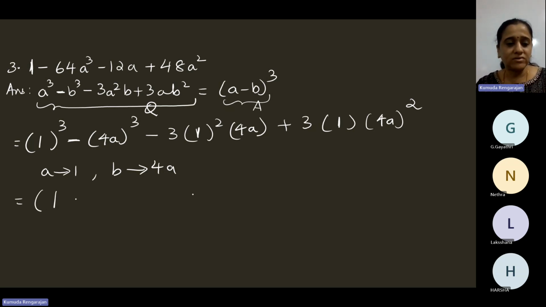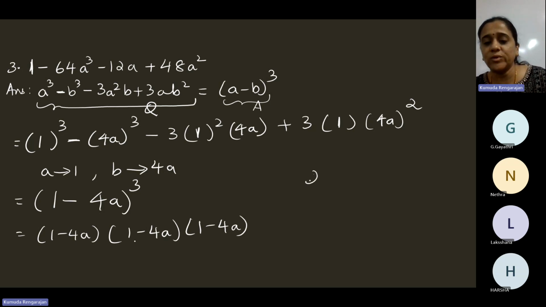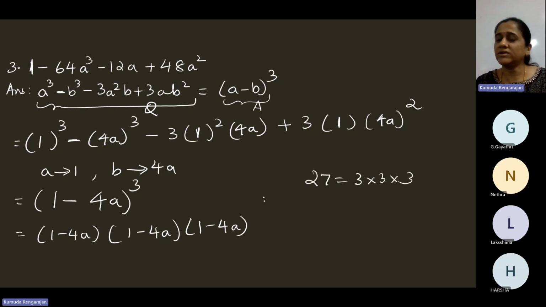(a minus b) whole cube. And this is nothing but (1 minus 4a) into (1 minus 4a) into (1 minus 4a). See, the answer is a product of its factors. Like what is 27? It's 3 into 3 into 3. So it can have equal factors also. All right, write down.